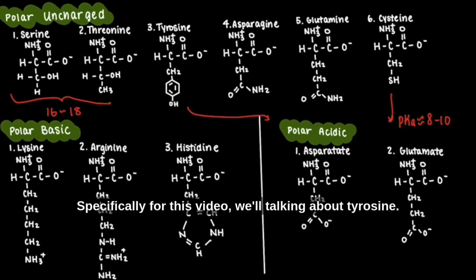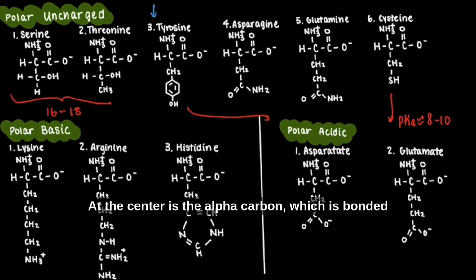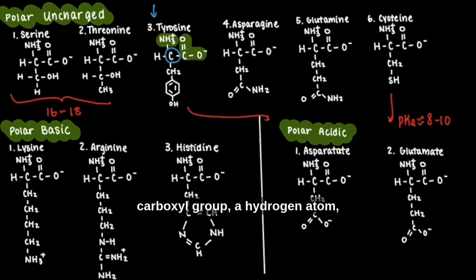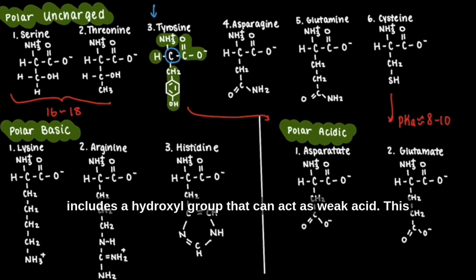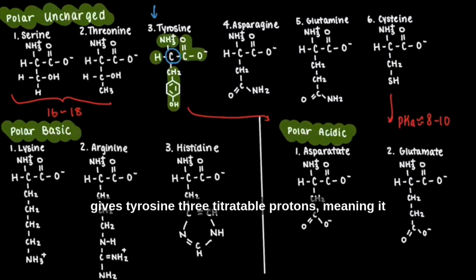Specifically for this video, we'll be talking about tyrosine. At the center is the alpha carbon, which is bonded to 4 different groups: an amino group, a carboxyl group, a hydrogen atom, and a side chain containing a phenyl ring, which includes a hydroxyl group that can act as a weak acid. This gives tyrosine 3 titratable protons, meaning it can donate protons at 3 different pKa values.